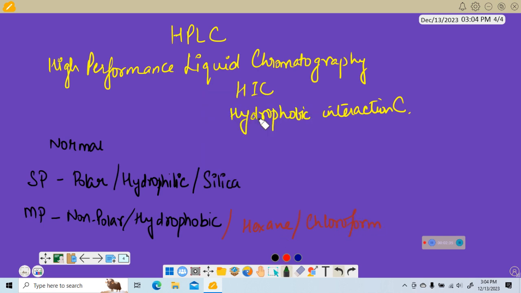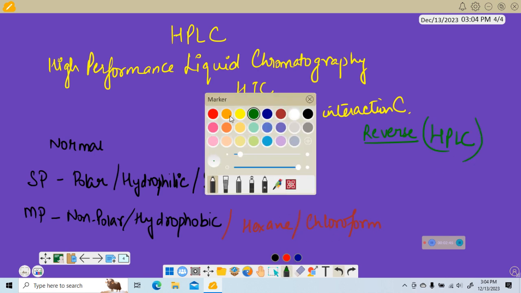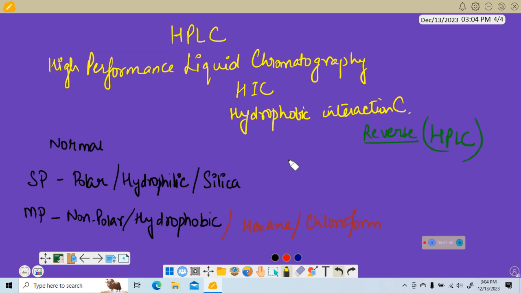Now if I reverse it, that will become HPLC. In the reverse case, what will happen? The stationary phase will become non-polar, another name we can say hydrophobic. And the mobile phase will become polar, that is hydrophilic.